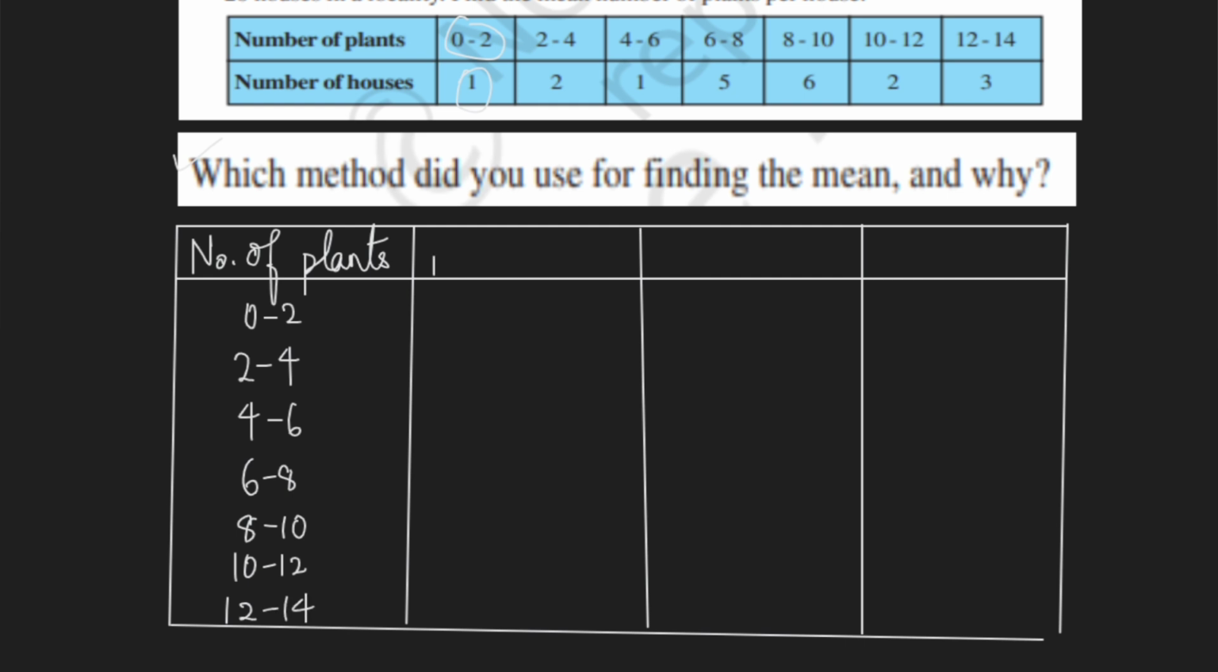Then we have the number of houses. Here the number of houses represents the frequencies, that is Fi. So write them: 1, 2, 1, 5, 6, 2, 3.